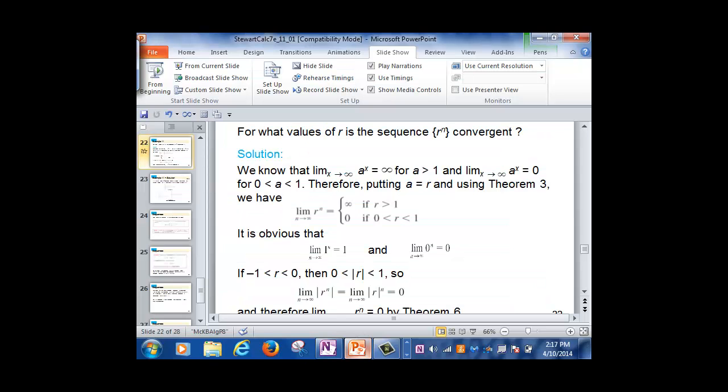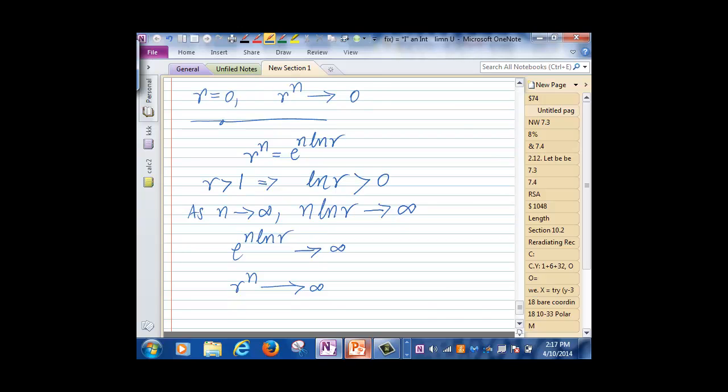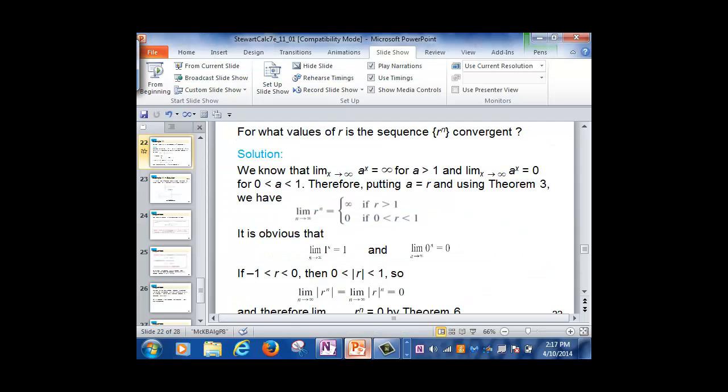So the limit of r to the n is infinity if r is larger than 1. It is 0 when r is between 0 and 1. When r is exactly 1, the limit is 1. When r is 0, the limit is 0. We saw that. So which case is left? When r is negative, right?